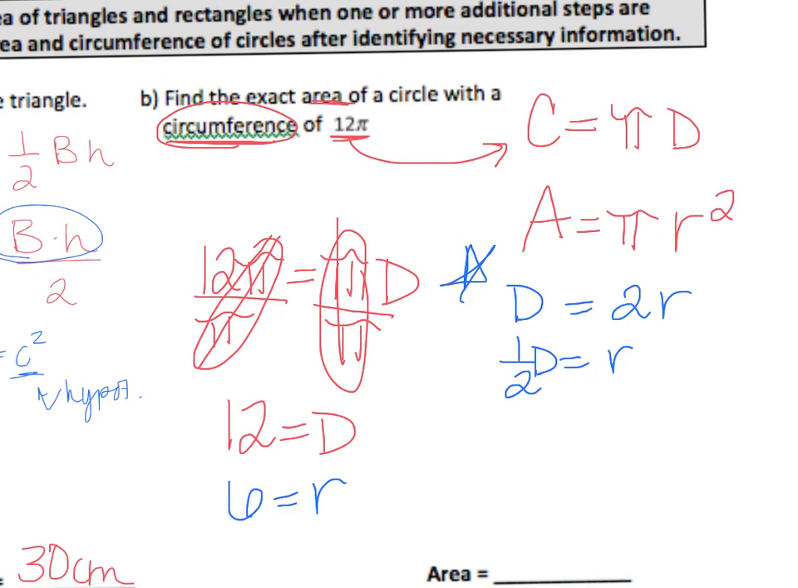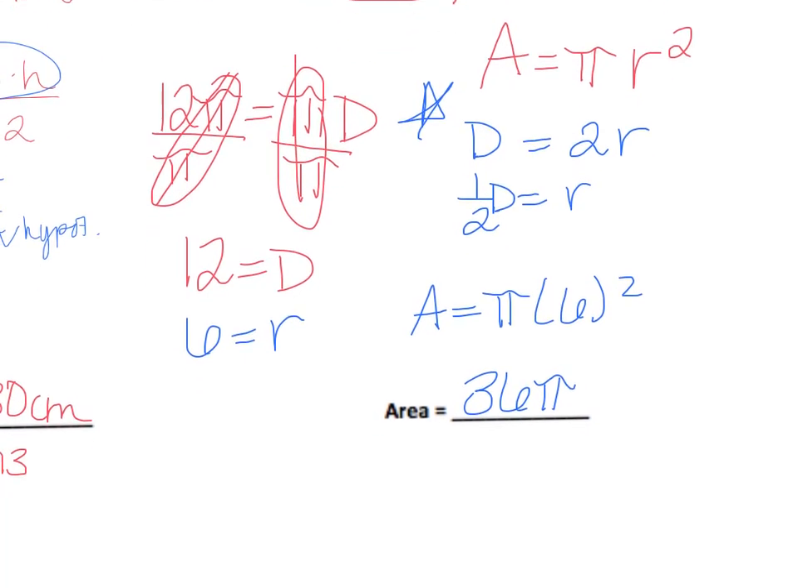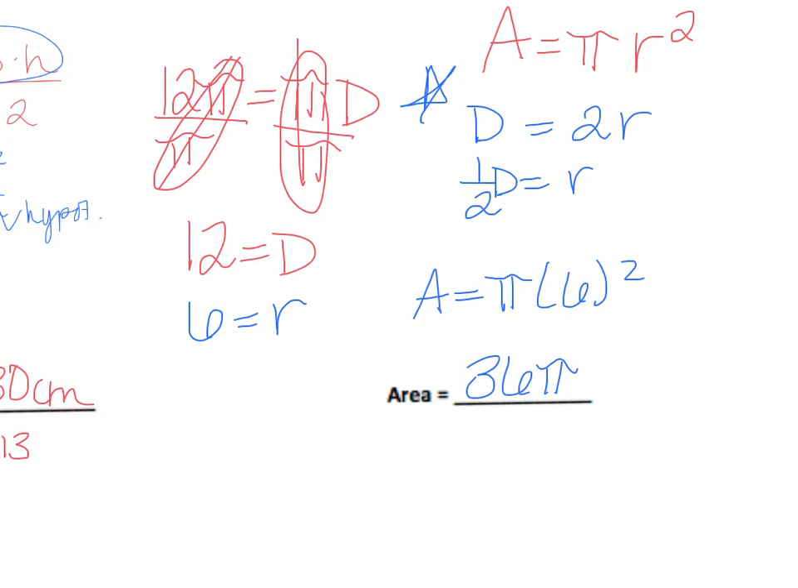And then in order to find the exact area, that means I want to have pi in my answer. I'm going to take pi times 6 squared, and that's going to be 36 pi, and I don't know if we have units here. Nope, no units, so we can either just leave it like that, or we can say units squared. Okay, and we always want to put pi after the number, kind of treat it like a variable.